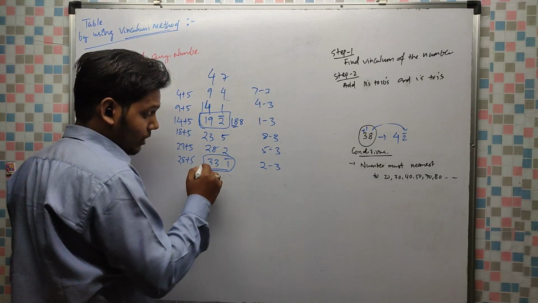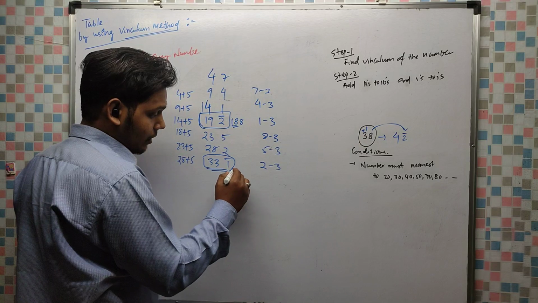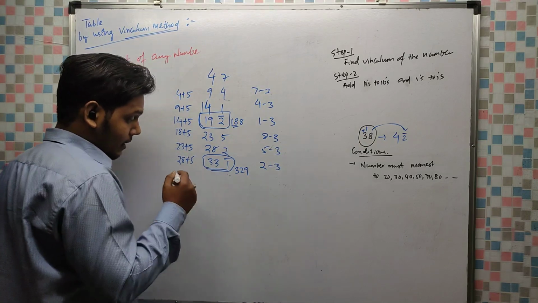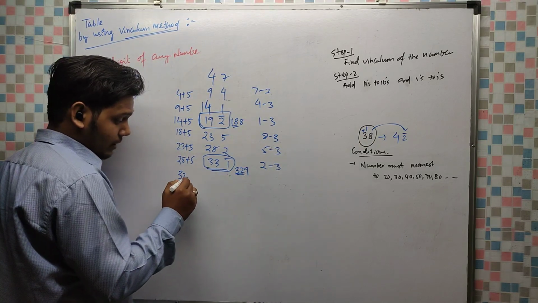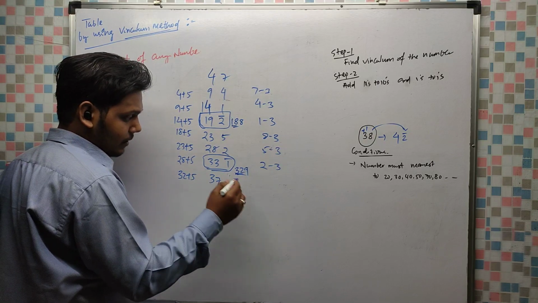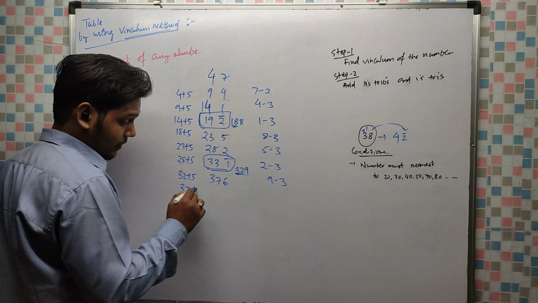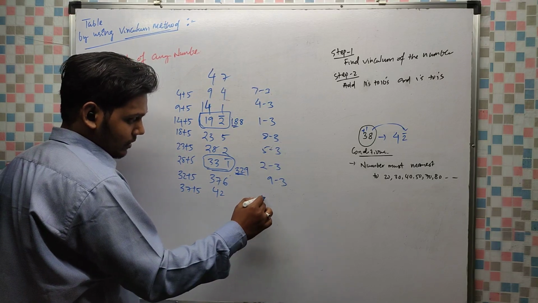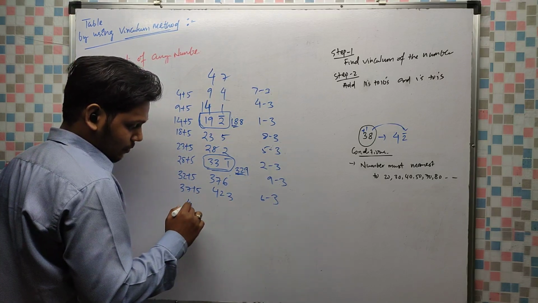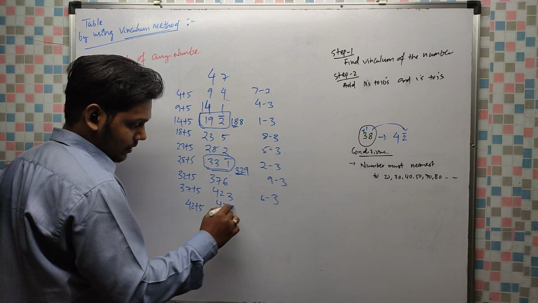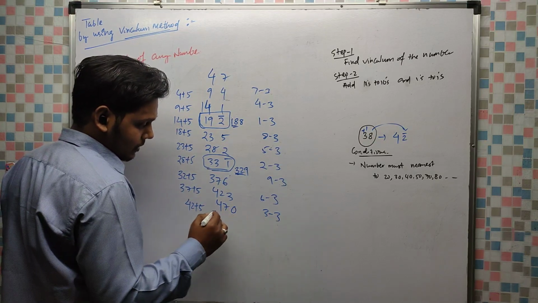Now what do I have to do? I have to devinculate this number again. 331 bar becomes 329. Now 32 I have to consider. 32 plus 5 is 37, 9 minus 3 is 6. 37 plus 5 is 42, 6 minus 3 is 3. 42 plus 5 is 47, and 3 minus 3 is 0.